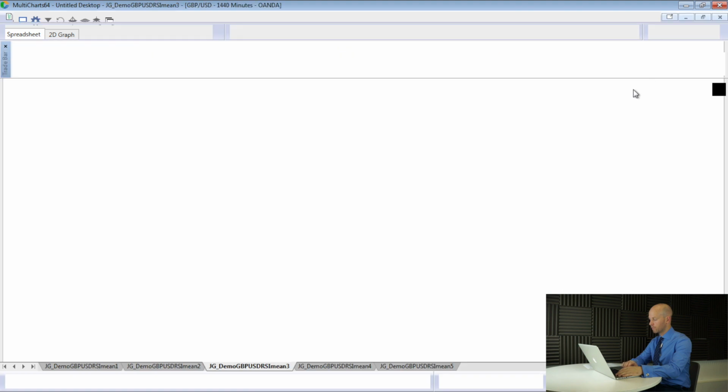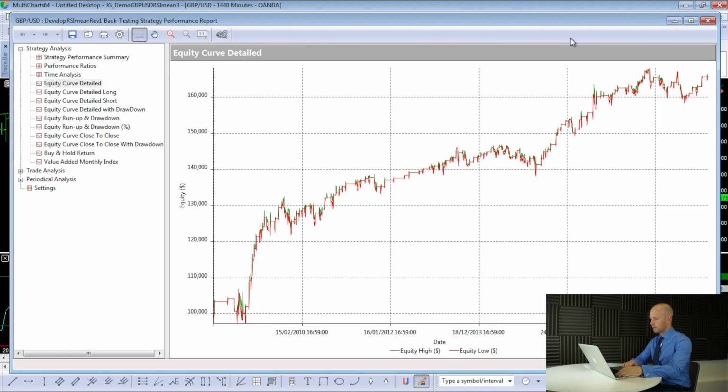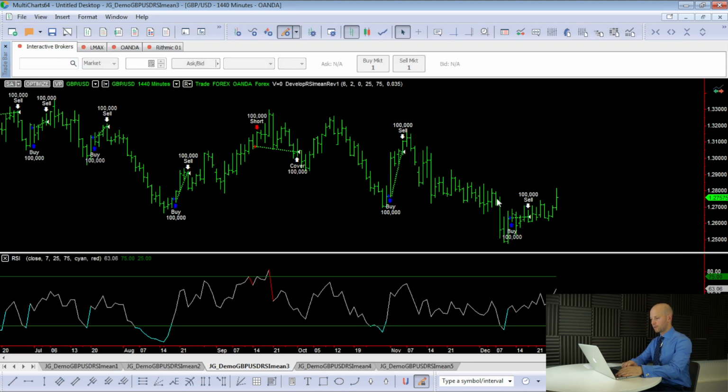So using a 350 pip stop loss, the equity curve doesn't change too much. Slightly smoother through here, perhaps slightly weaker in recent years, but I'm going to keep the 300 pip stop loss.